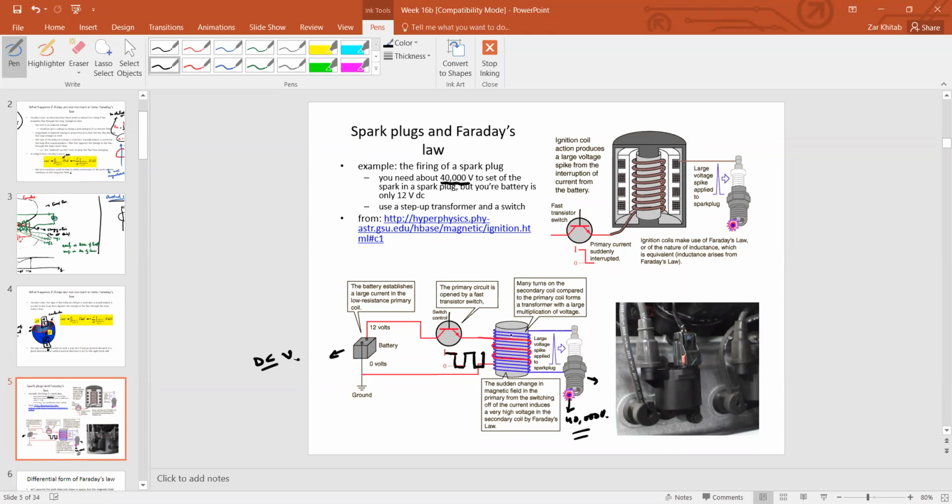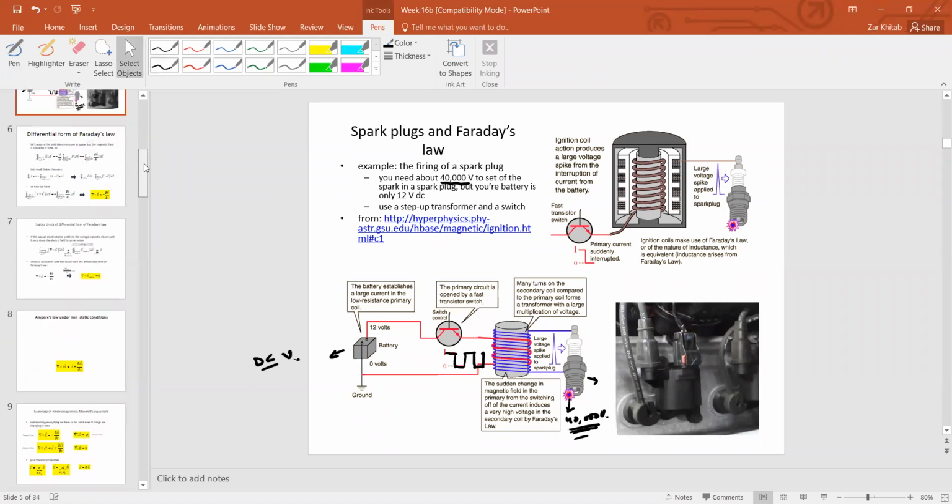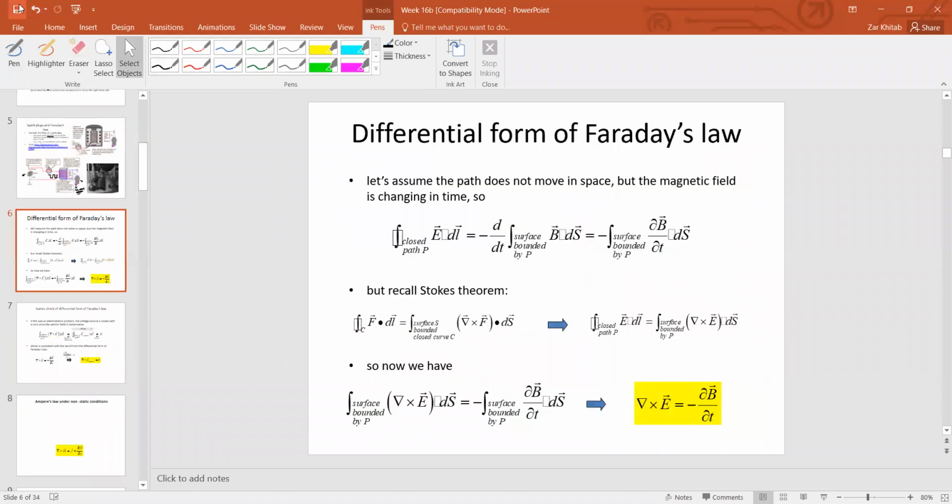When you give it to the primary of this little transformer in the circuit, the transformer will step up this volts to 40,000, and the car ignition system will start working. So this was one application of Faraday's law. You will find many applications of Faraday's law around you, many.